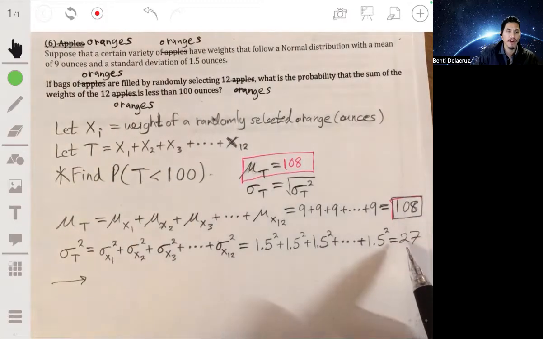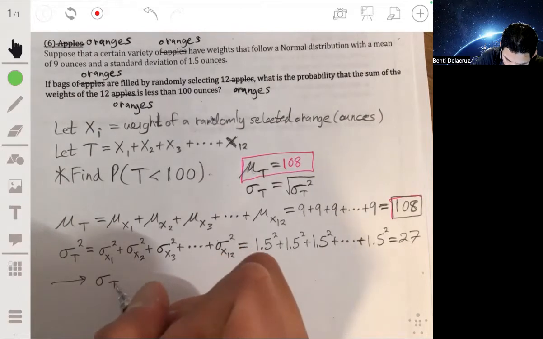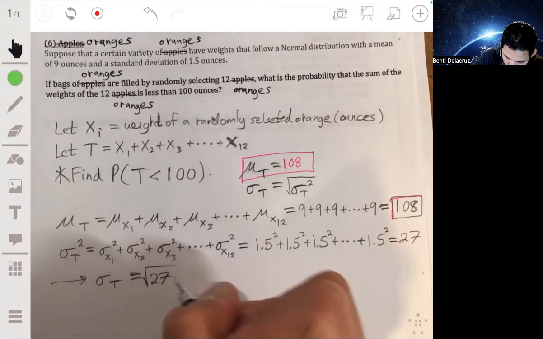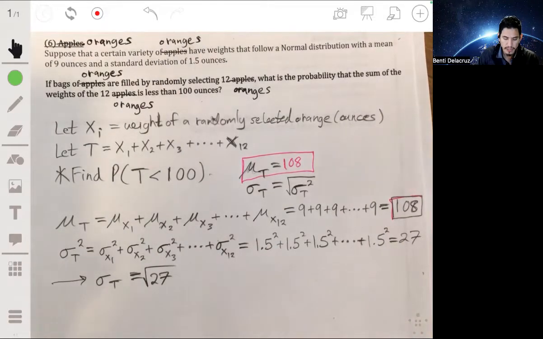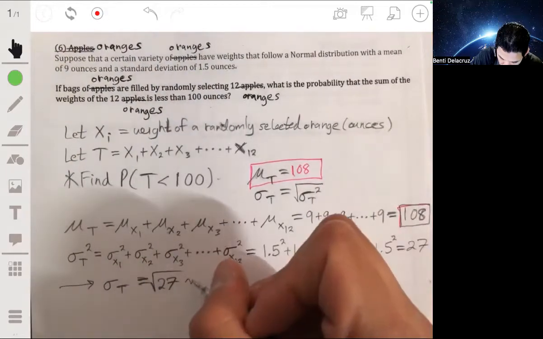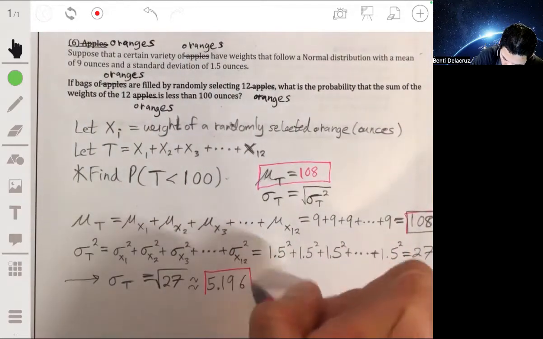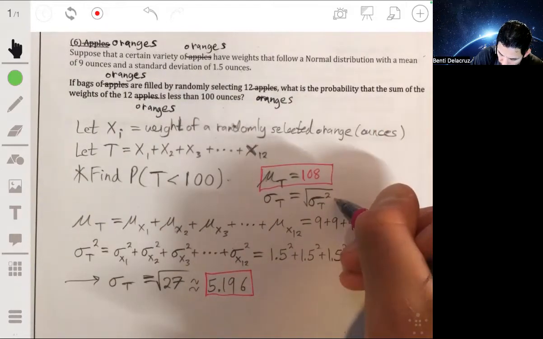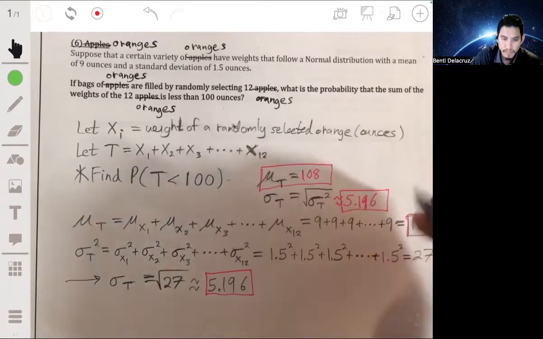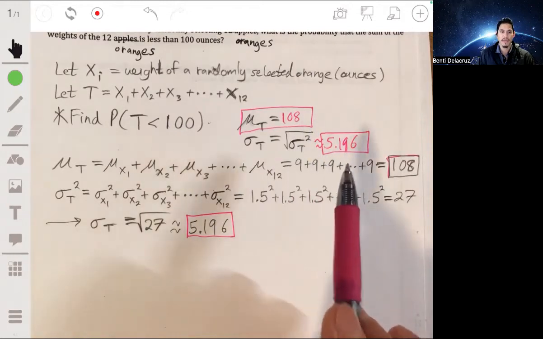Now, remember, this is the variance. To find the standard deviation, you're going to take the square root of the variance. So the standard deviation of t will be the square root of 27. That's going to be about 5.196.